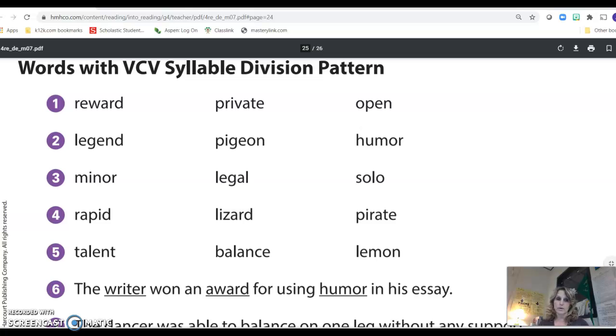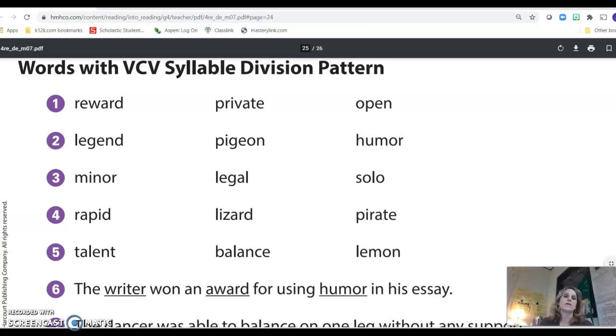Each of those words, hopefully you heard, have two syllables. Minor, legal, solo. If you're looking at all three of those words, every single one of the words in that particular line, they all have the long vowel sound. That tells us automatically we're going to put the line of separation for the syllables after the long sound, after the I, after the E, after the O.